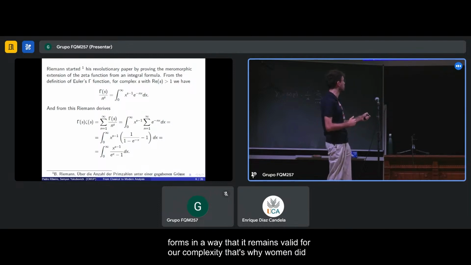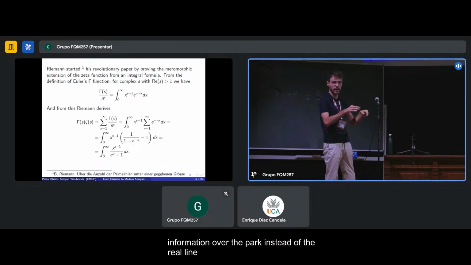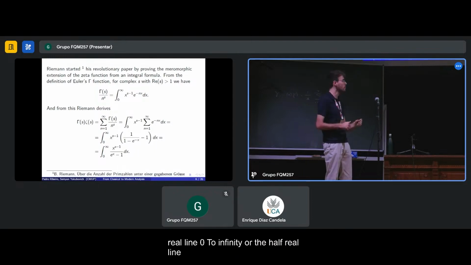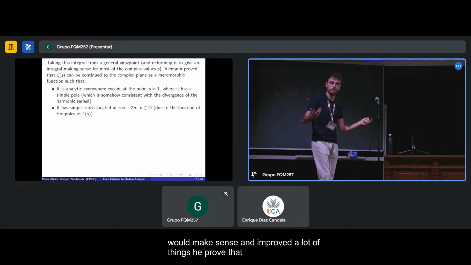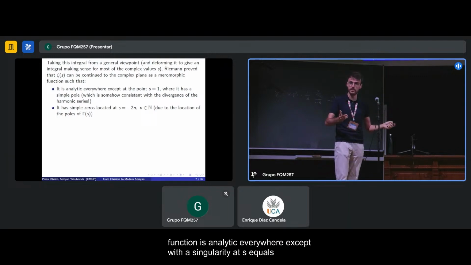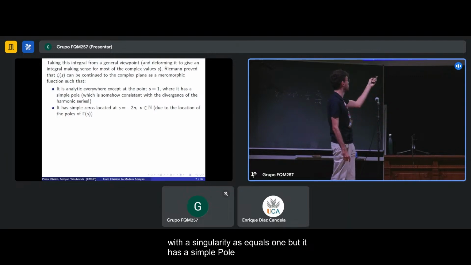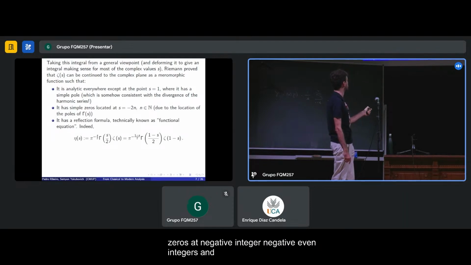And that's what Riemann did. He took this integral and deformed the path. Instead of the real line from 0 to infinity, or the half real line, he took another path. Now the integral makes sense, and he proved a lot of things. He proved that the Riemann zeta function is analytic everywhere except for a singularity at s equals 1, where it has a simple pole. It has simple zeros, so-called trivial zeros, at the negative even integers, and it satisfies a functional equation of this type.